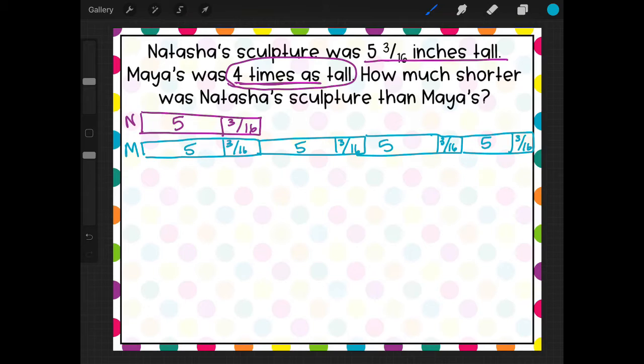Well, I need to find out how much shorter Natasha's sculpture was than Maya's. And there are a couple of things I need to do, because if I just look at this, I don't know off the top of my head how tall Maya's sculpture is. So before I can answer the actual question in the problem, I need to figure out how tall Maya's sculpture actually is. So I'm going to do that by taking 5 3/16 and multiplying that by 4, going back to our 4 times as tall, or 4 times as many.